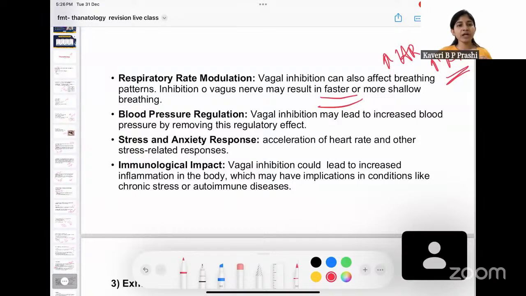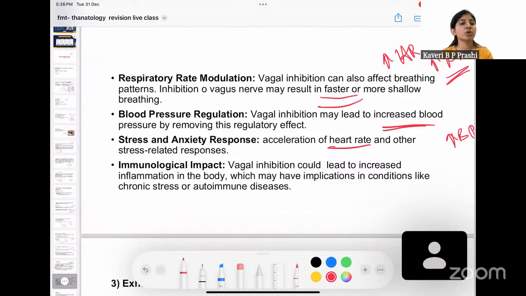Coming to the next point, blood pressure regulation. Vagal inhibition may lead to increased blood pressure by removing this regulatory effect. So the blood pressure, the BP, is also going to rise if the vagus is inhibited. Stress and anxiety response: acceleration of the heart rate and other stress-related responses. So as I told you prior also, whenever heart rate increases, that means the sympathetic system has become active, and all the stress-related responses are going to become active.